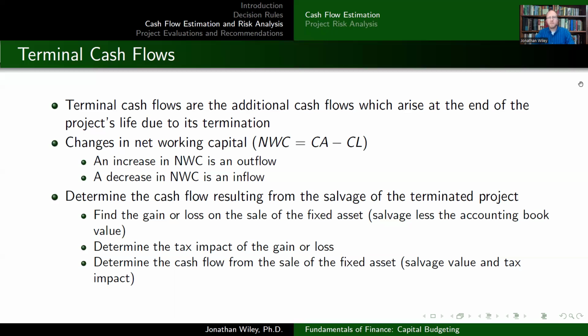If there's a gain, let's suppose that the equipment is being sold for $10,000. That's the salvage value. Let's suppose the accounting book value is $7,000. So it's going to be sold for $3,000 more than the book value. That's a gain, and if that's a gain, then that is going to be taxable. And so we're going to calculate taxes on the gain. There would be a tax impact or a cash outflow associated with paying taxes on the gain. And the cash flow from the sale of the fixed asset would then be the $10,000 that the asset was sold for, less whatever the taxes were on that $3,000 gain in this example.